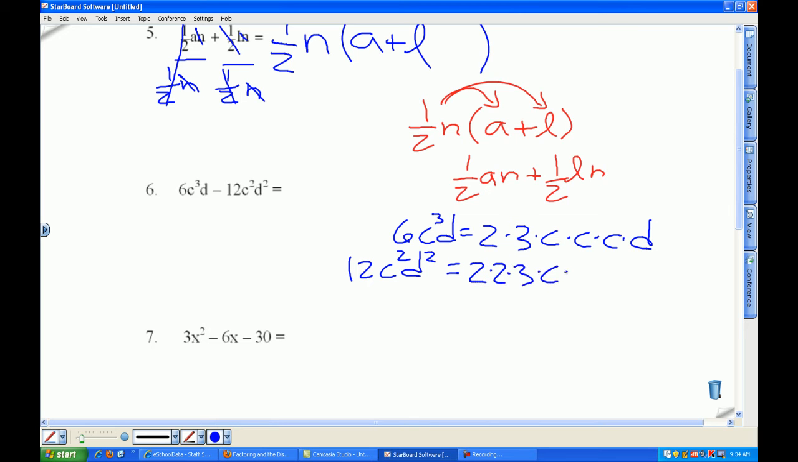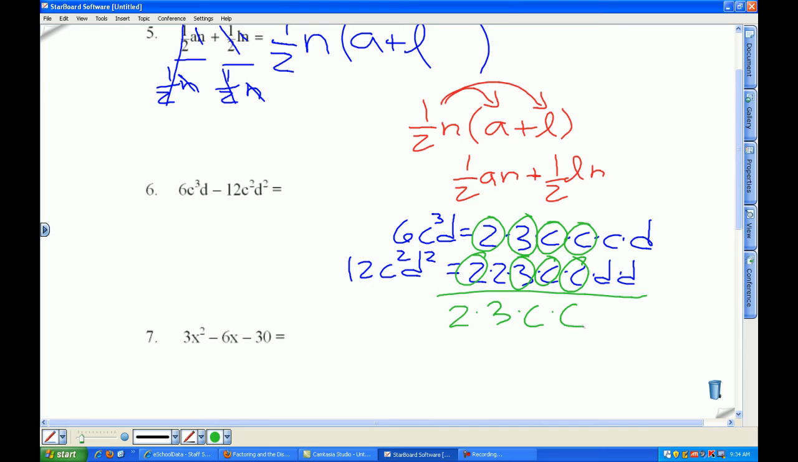We have 2 C's and we have 2 D's. Alright, so we have to figure out what the GCF is. So you'll notice they both have a 2. We'll bring a 2 down here. They both have a 3. We'll bring a 3 down. Both have a C. We'll bring a C down. Both have a second C, which we'll bring down. And they both have a D.